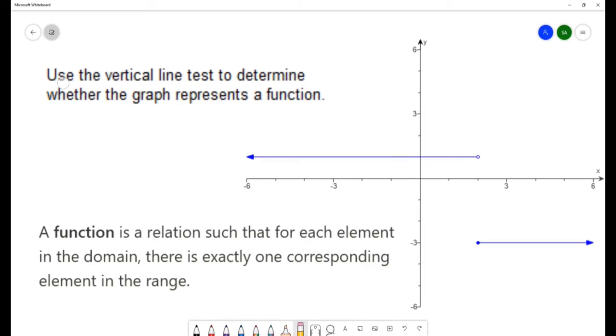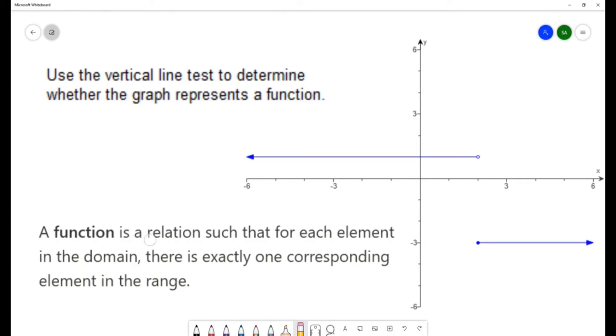In this question, we want to use the vertical line test to determine whether the graph represents a function. And we're given this graph over here. It's a little bit crowded with my words. But before we go over that, let's just think about what the definition of a function is.